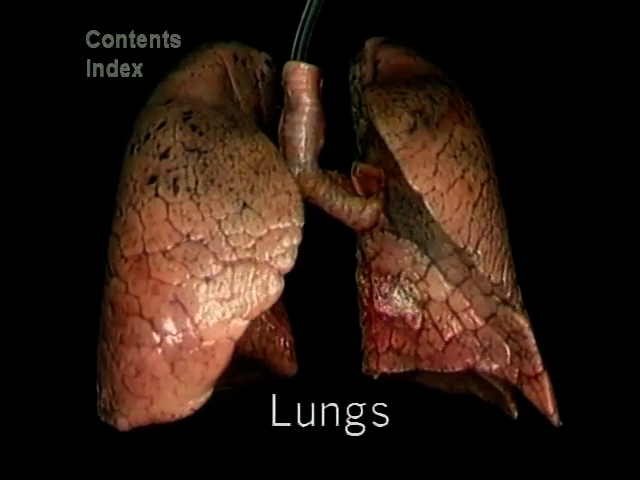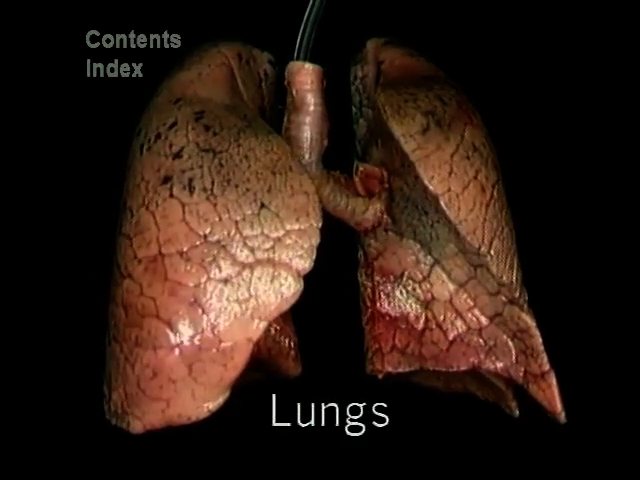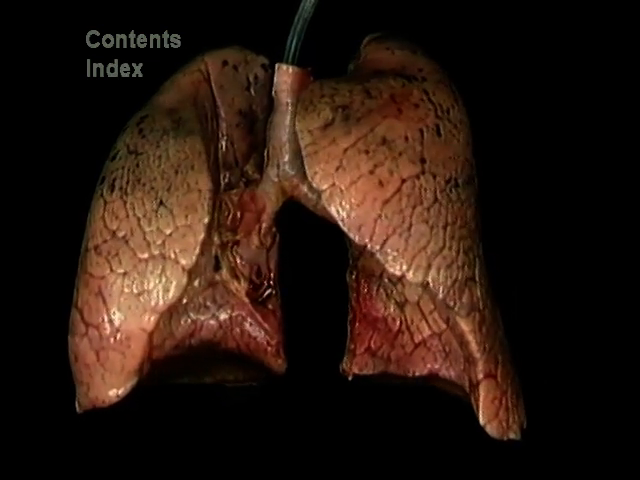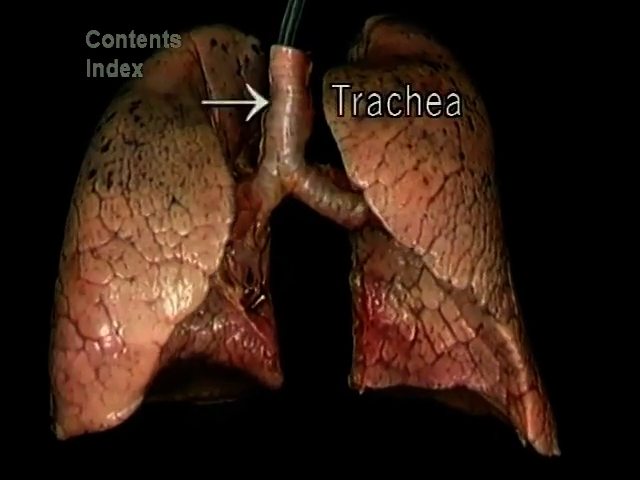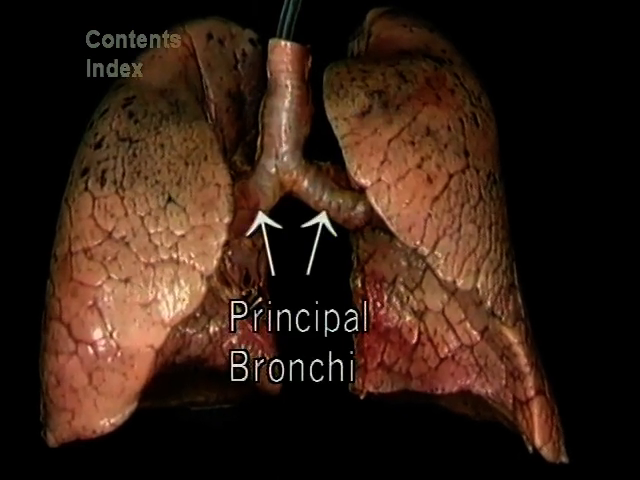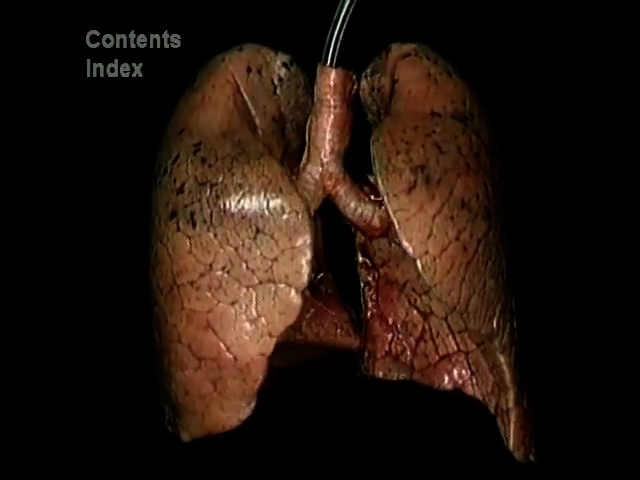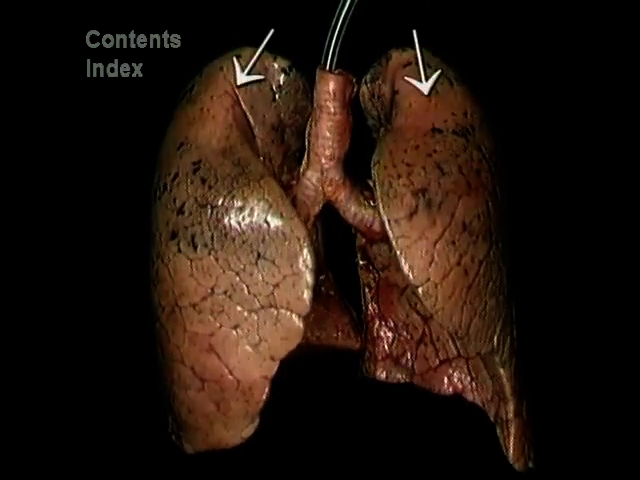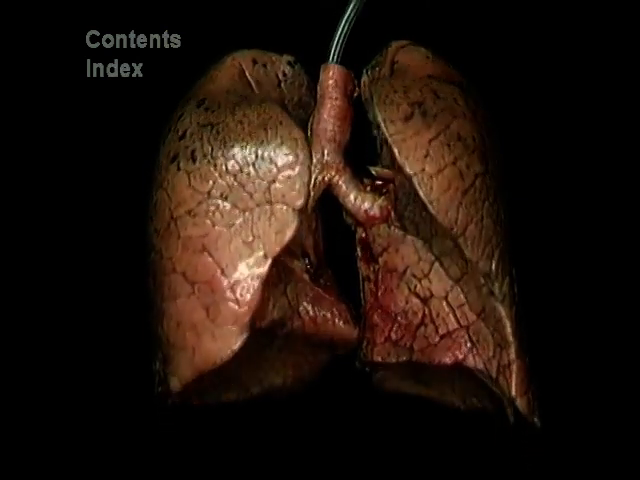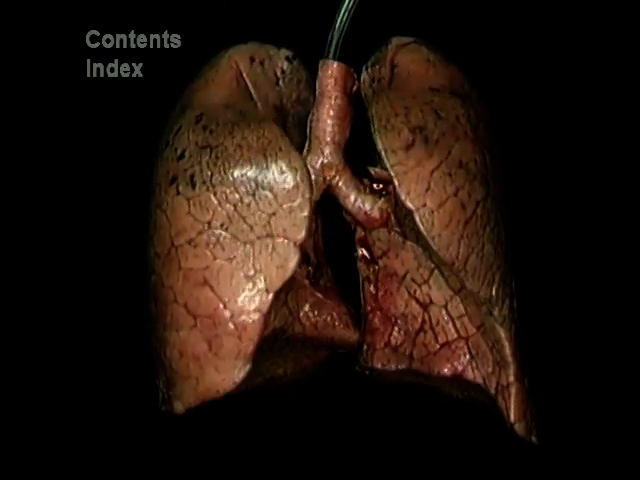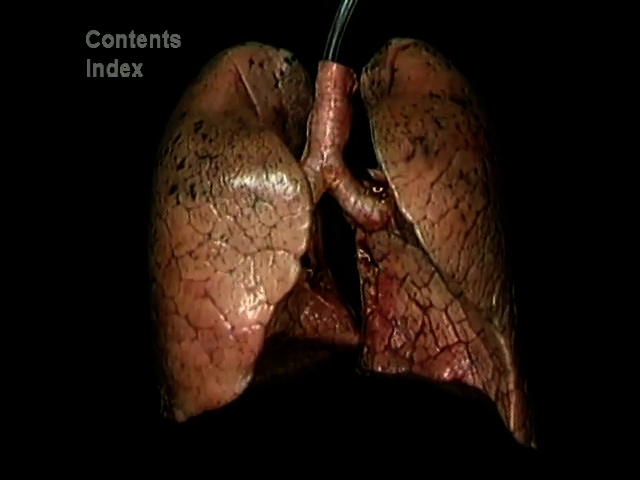Here are the lungs by themselves, seen from in front. They're being inflated with air so as to maintain their shape. Here's the trachea. Here are the two principal bronchi. This is the apex of each lung. This is the base. The space between the two lungs is occupied by the heart and great blood vessels.